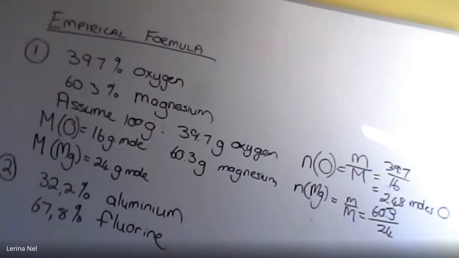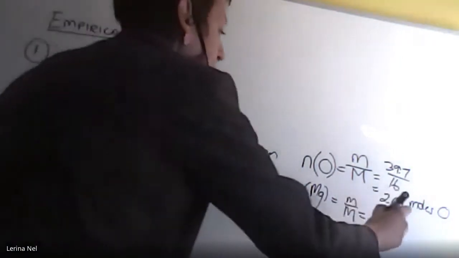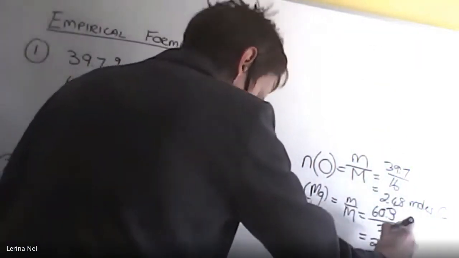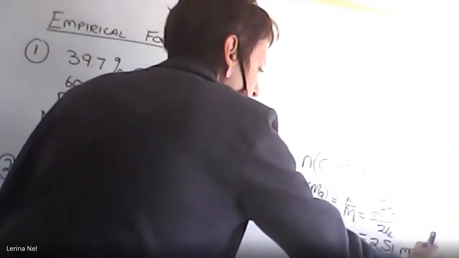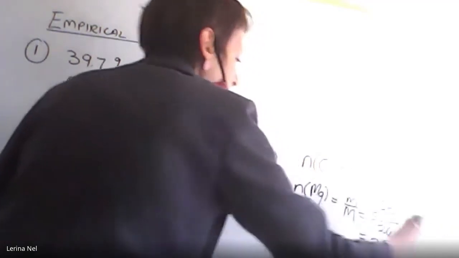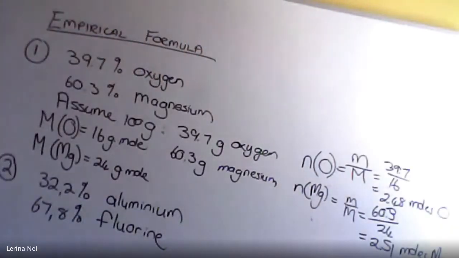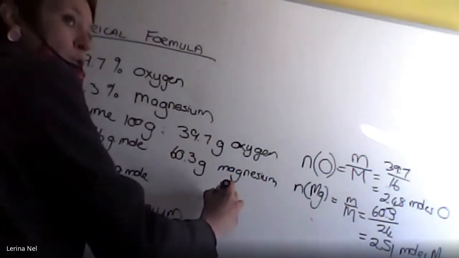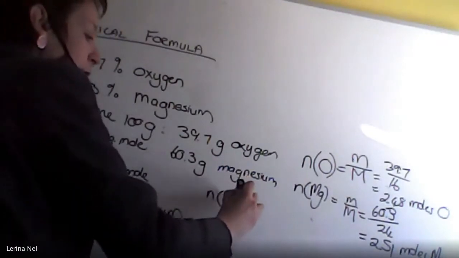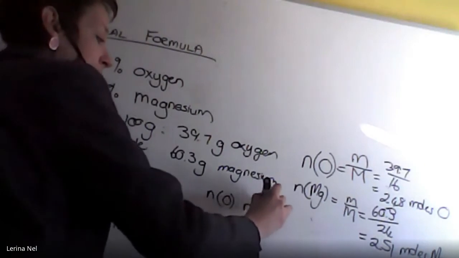60.3 divided by 24 gives me 2.5. 2.51 if you round up to 3 decimal places. Now what we do is we go and we find the mole ratio, which means we calculate the amount of moles of oxygen compared to the amount of moles of magnesium.